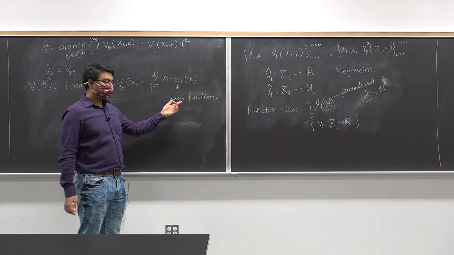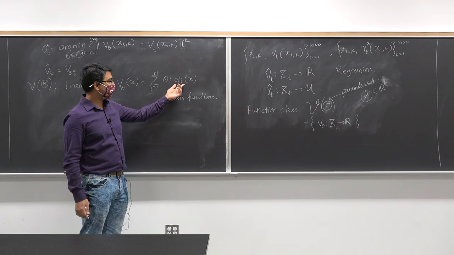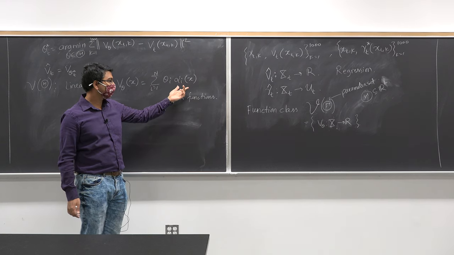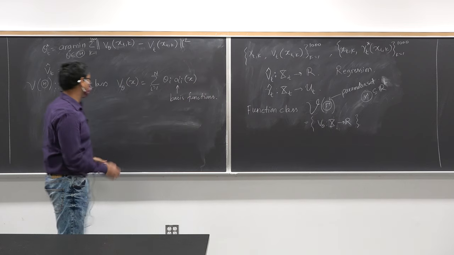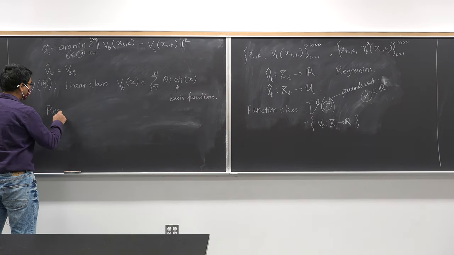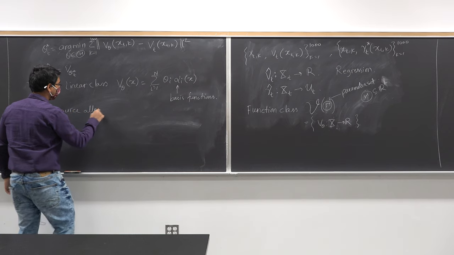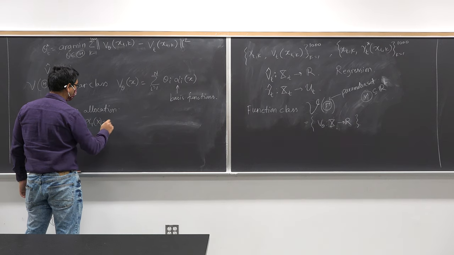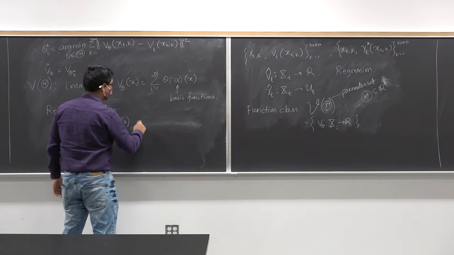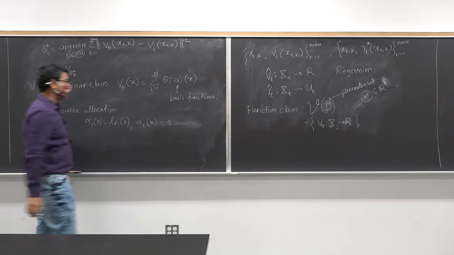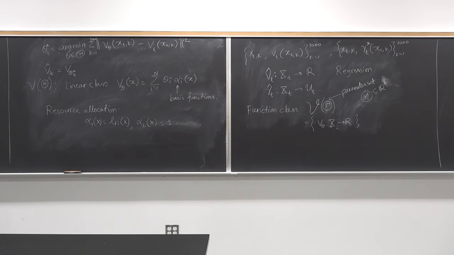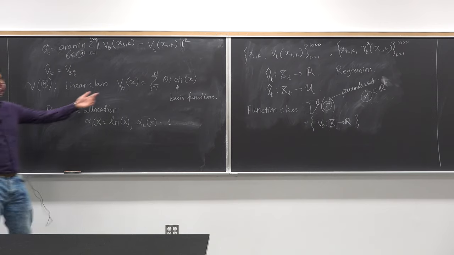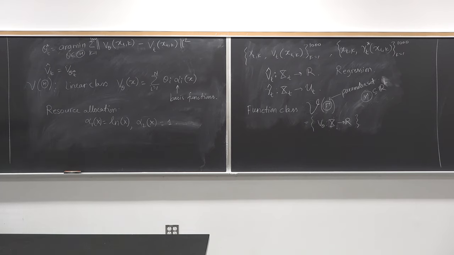If you recall the discussion on resource allocation problem, the basis function there was a logarithmic function, log of x, and then there was a constant term. So again, going back to our resource allocation example, the best basis function there would be alpha 1 of x equals log of x, alpha 2 of x equals 1. Okay, so if you pick these two as basis function, alpha 1(x) equals log x and alpha 2(x) equals 1, you can actually write the value function exactly. Because you chose the right basis function for that particular problem.